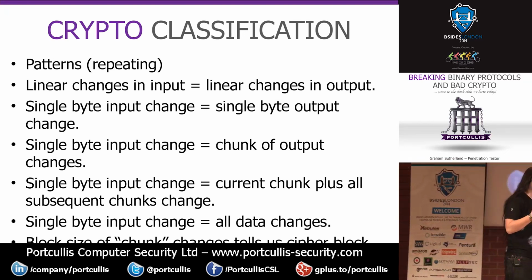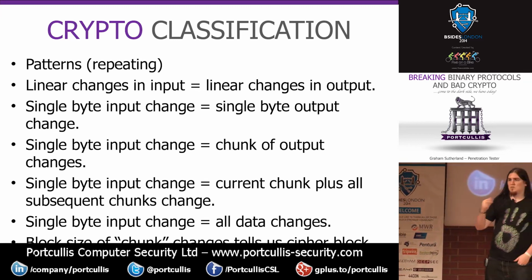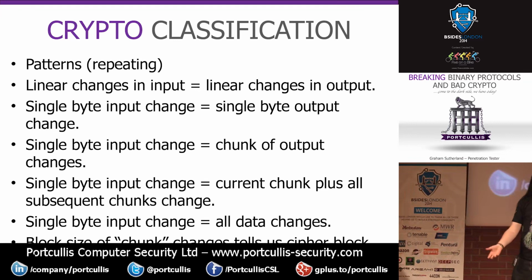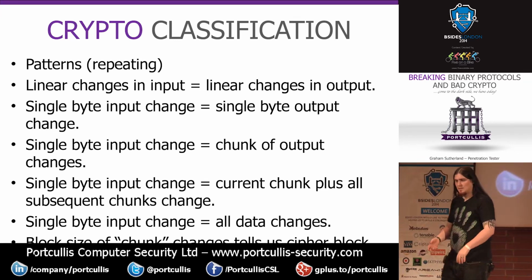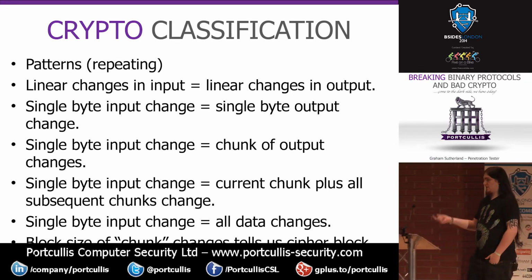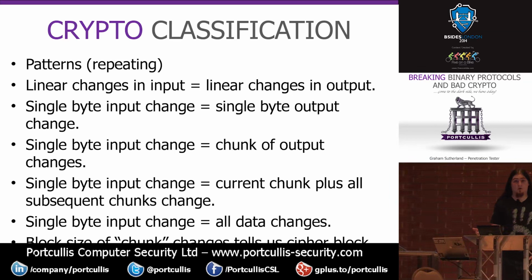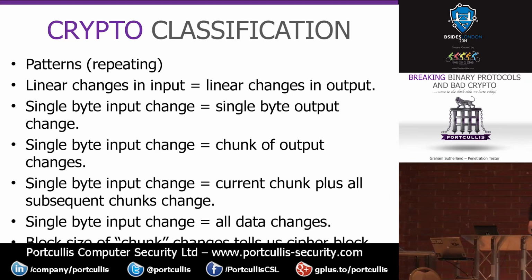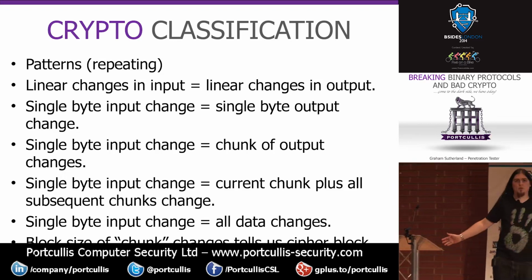Are they using a block cipher? Are they using a stream cipher? Are they using something that is considered good, like AES, but implemented badly? Like, have they set it up badly? So the first thing you want to look for is patterns. If you see patterns, you know they're doing something wrong. Because with proper encrypted data, you should never see patterns. It should all just look like purely random gibberish.